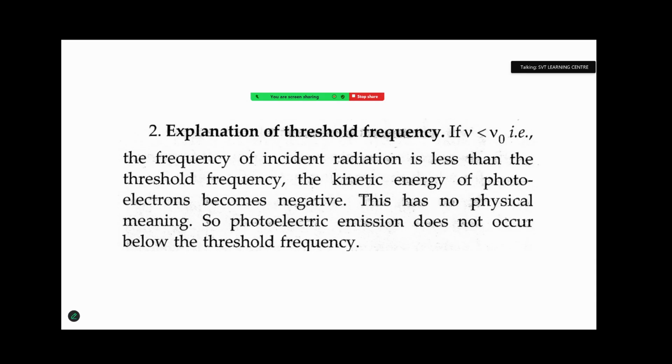Now we come down to the explanation of threshold frequency. Let us say that the frequency of incident radiation is less than ν0, the threshold frequency. Now if you put this value in the equation which we studied, the maximum kinetic energy is equal to the energy of the photon minus the work function. Now your energy of photon is less than the energy of what? The work function. So the kinetic energy will be negative, which is a contradiction, which has no physical meaning. So photoelectric emission cannot occur the moment your frequency falls less than the threshold frequency.